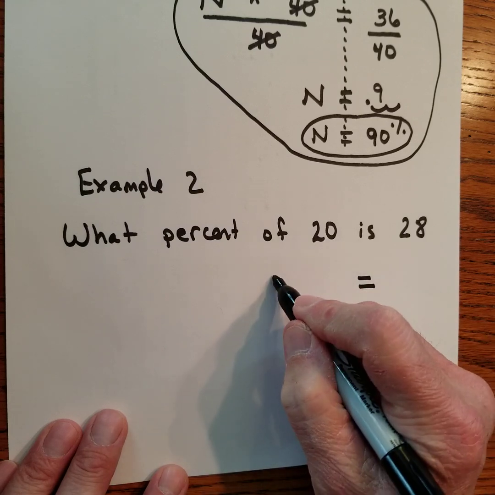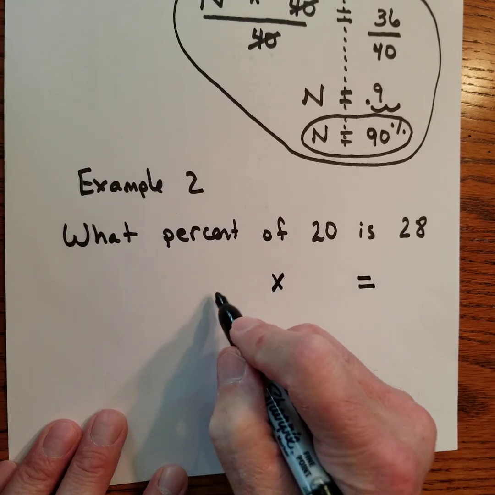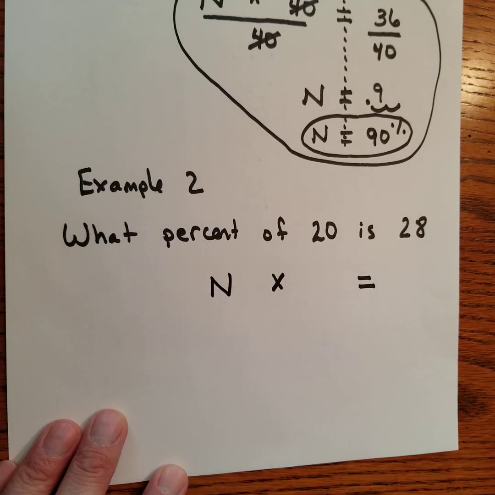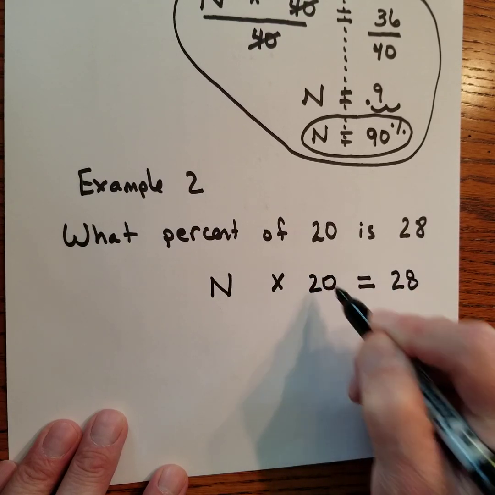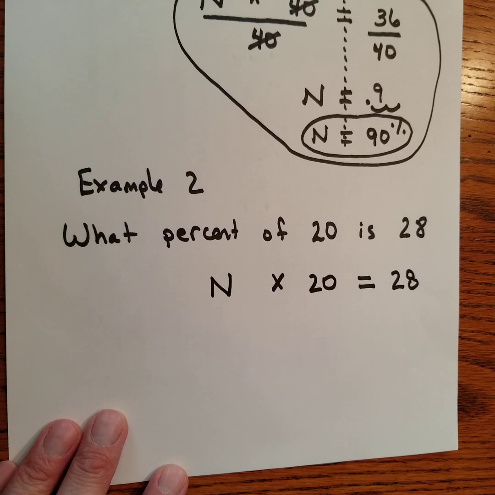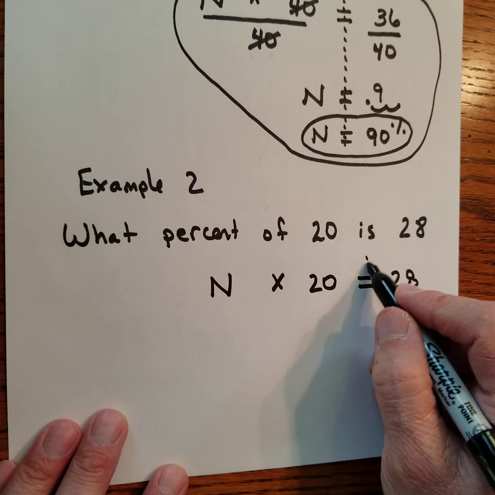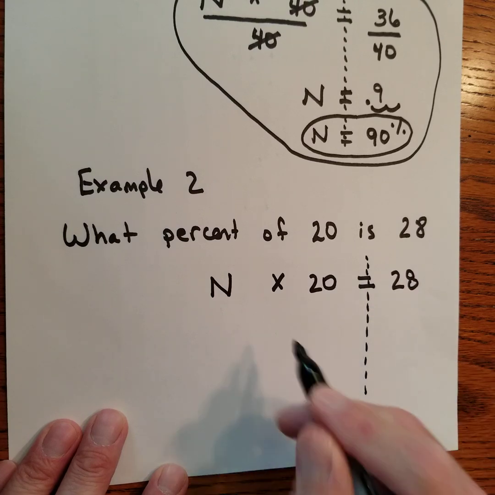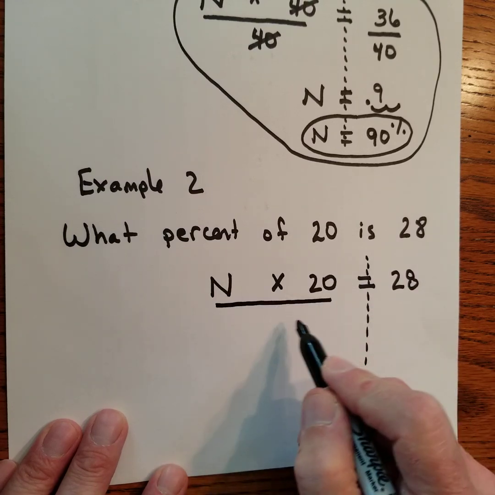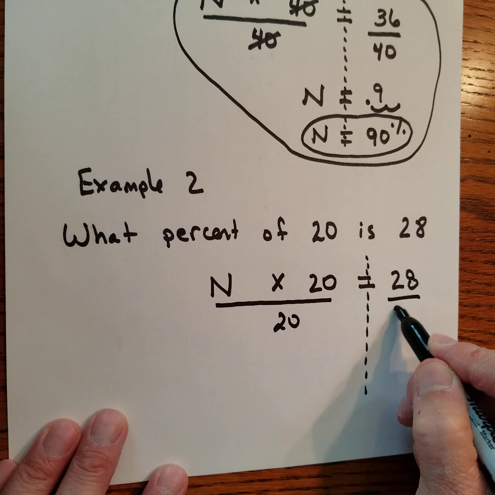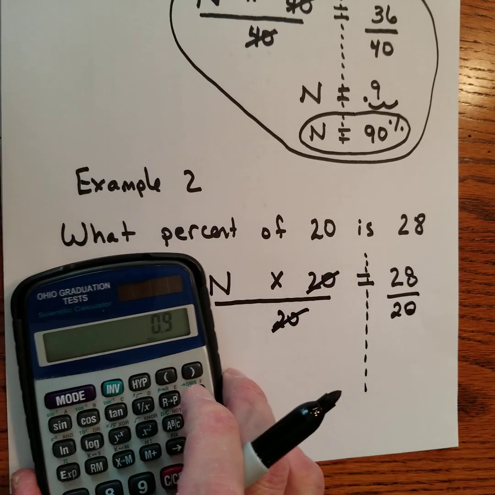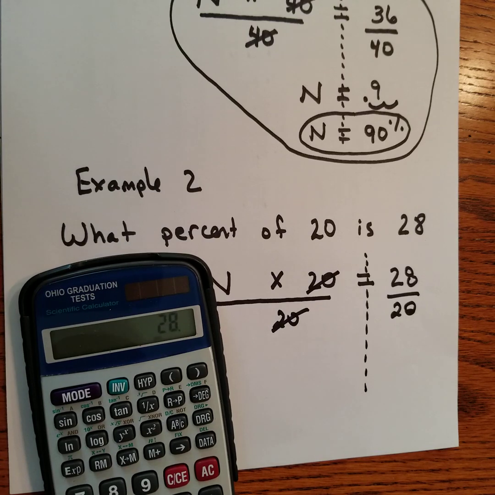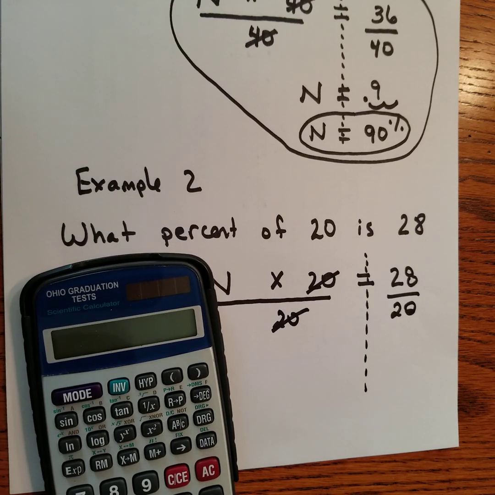Is equals, of is times. We're looking for the percentage. 28 is 28. 20 is 20. Now solve the equation. The inverse of multiplication is division. We'll divide 28 divided by 20.